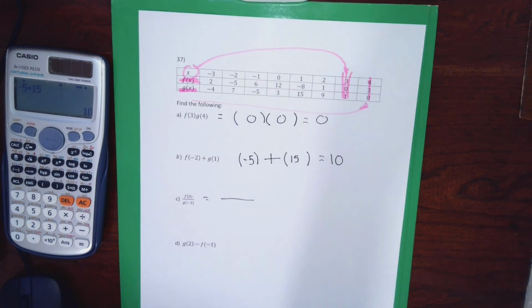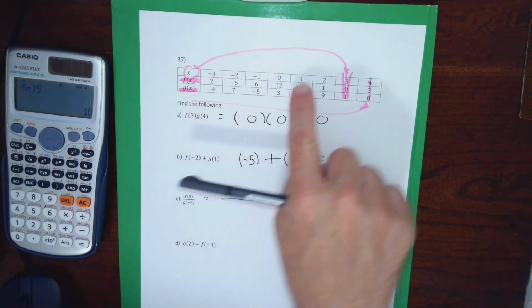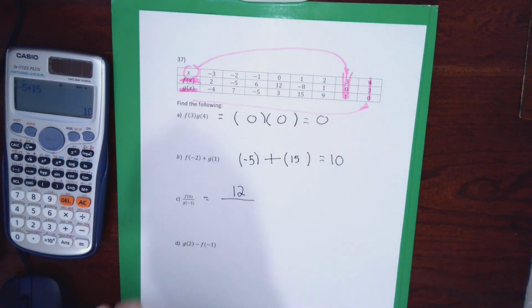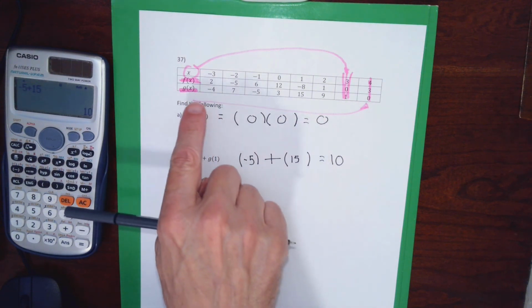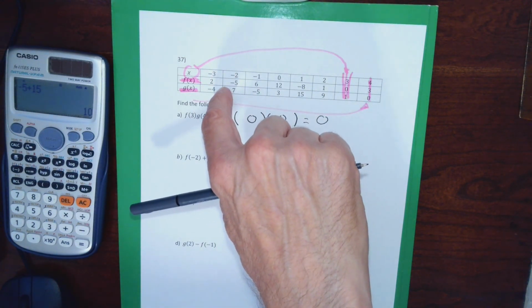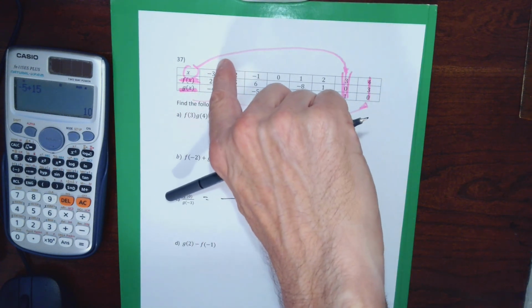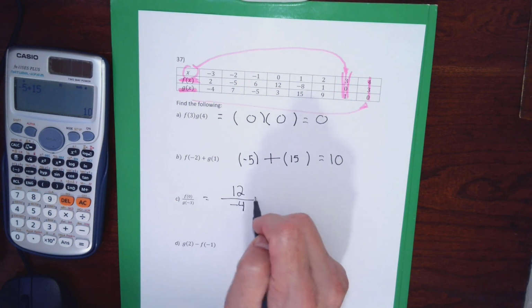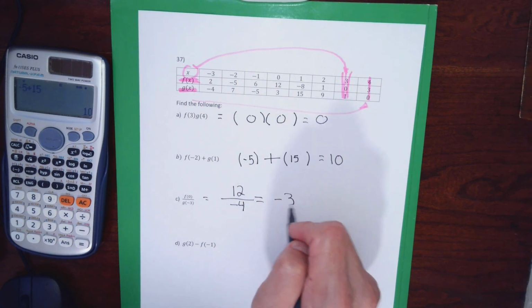Part C, I'm going to make a fraction because I see a fraction. In the numerator, I'm going to replace f of 0, and f of 0 I'm going to replace with 12. In the denominator, I'm going to change g of -3, and g of -3 I'm going to replace with a -4. I go to the -3 for the x, down to the g value, and get -4. So that's just 12 over -4, which is -3.